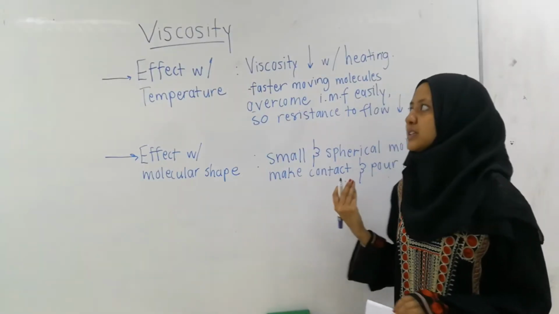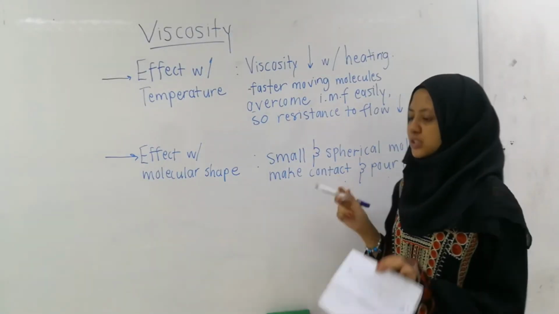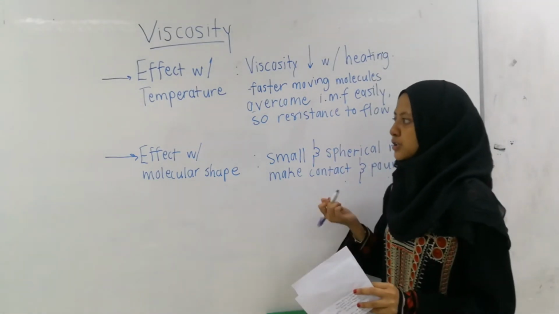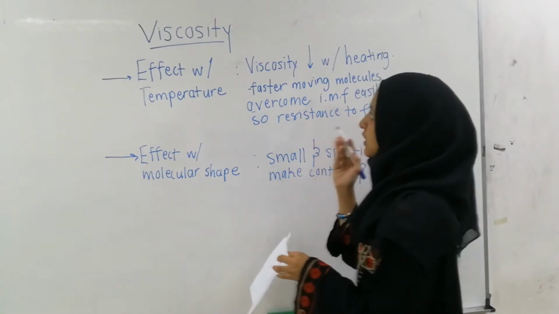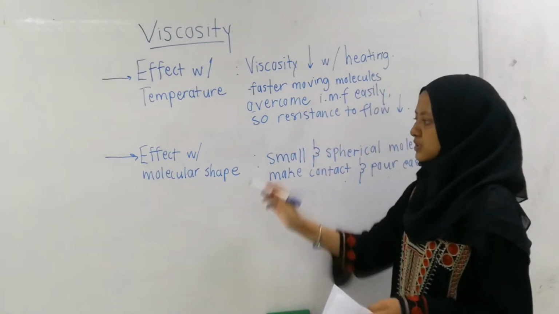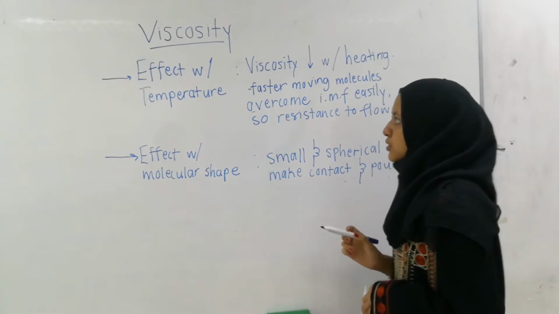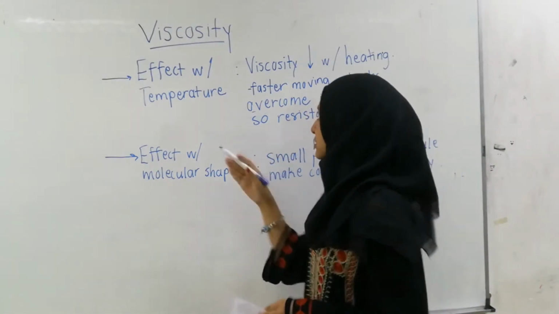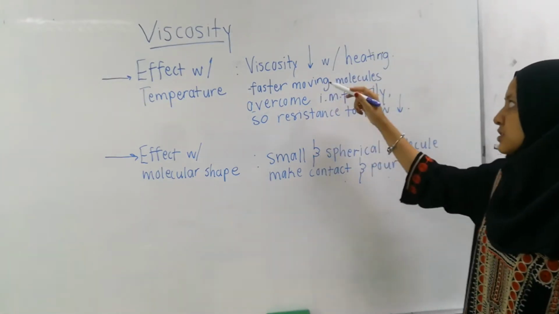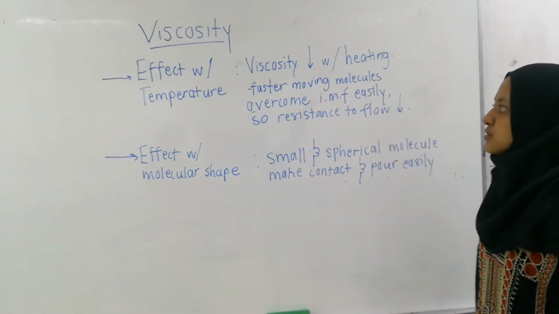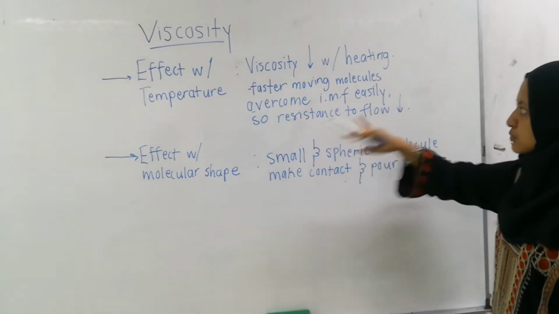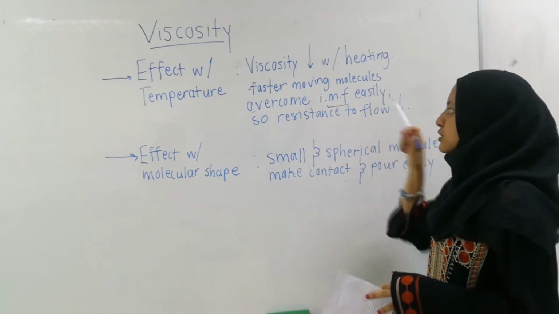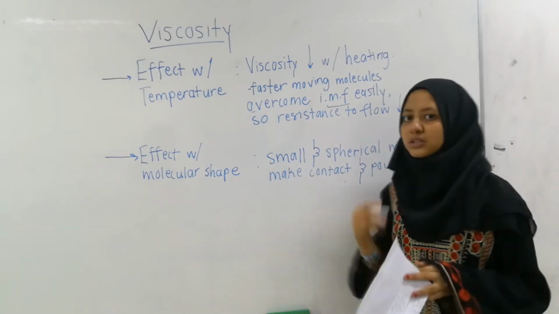So the next property is viscosity. Viscosity means the resistance of a fluid to flow. There are two factors that will affect the viscosity of a fluid, which are temperature and molecular shape. I'll be explaining first about the effect of temperature. Viscosity will decrease when heating. So faster moving molecules overcome intermolecular forces easily, so resistance to flow will decrease.